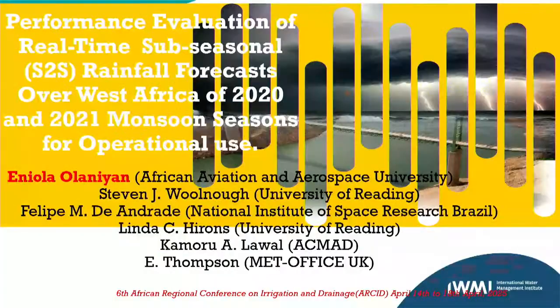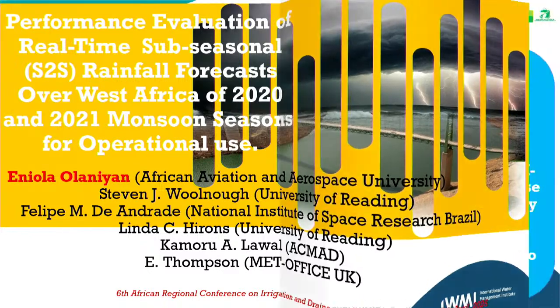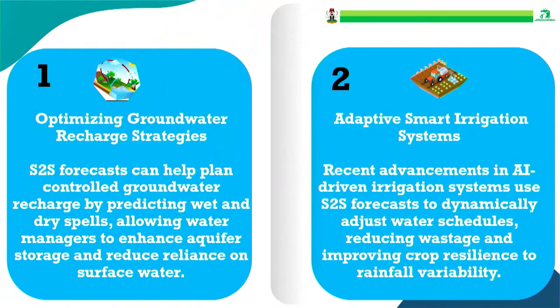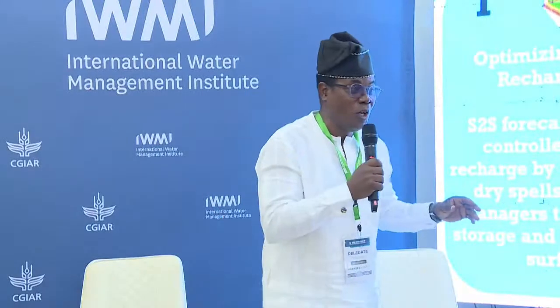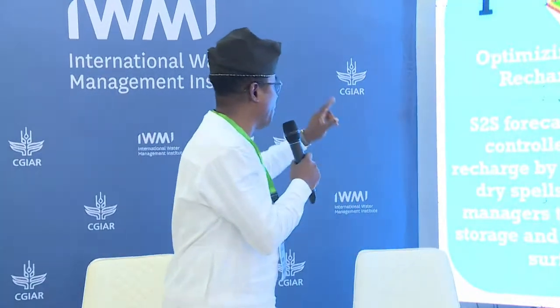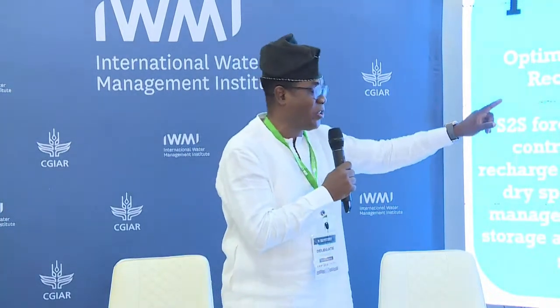My presentation is going to be based on some of the classification of weather forecasting. It's not going to be more than 5 minutes. In irrigation, managing drainage and agriculture, you need three basic forecasting time scales: the numerical time scale, the seasonal time scale, and the subseasonal to seasonal time scale. I am going to be talking about the subseasonal to seasonal time scale and what is useful for you. It is useful in many ways, for optimizing groundwater discharge and for adaptive smart irrigation systems.